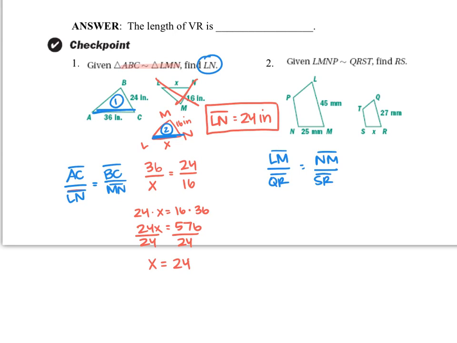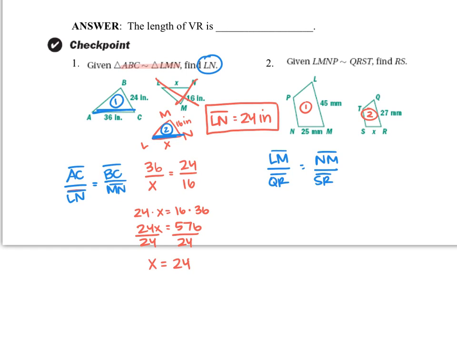All right, so you can see I set up the ratio of corresponding sides. Again, I tried to choose the side lengths that I actually had information about. I chose to put this one on top and this one on bottom. You could have done the opposite. Also, it would have been totally fine if you listed the pair NM and SR first and then LM and QR. That wouldn't make a difference at all.